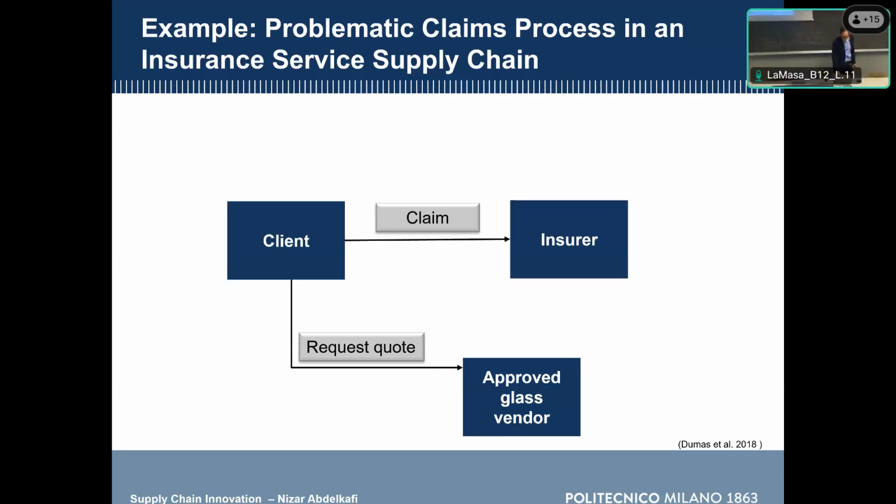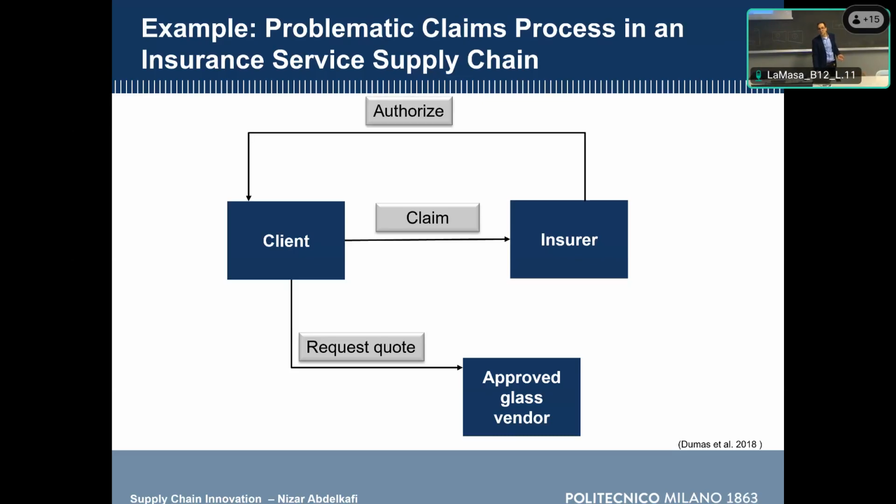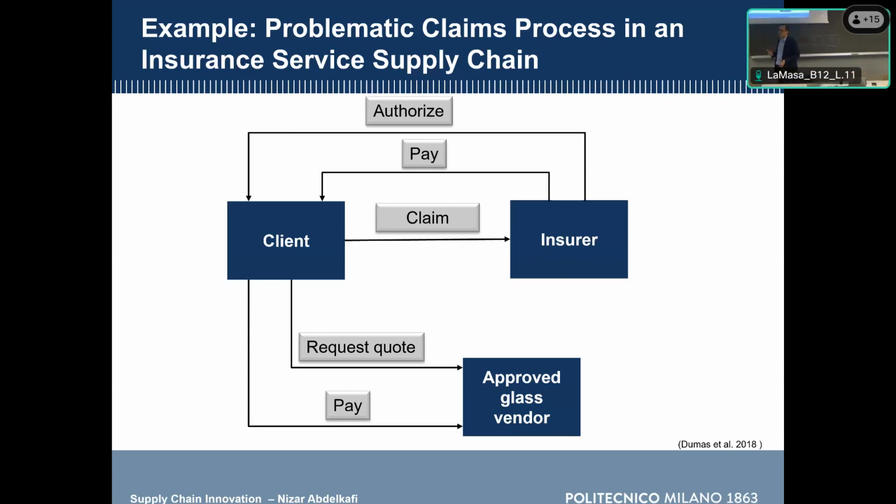The insurer will examine this and authorize it. Then the client will pay, and once the client has paid, he or she can ask for reimbursement, and the insurer will pay because the insurer has already authorized the change of the glass. Now, how could we change this process by using this principle? Push the work onto the actor that has the incentive to do it.